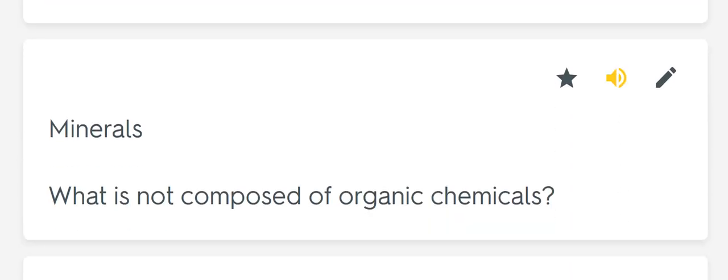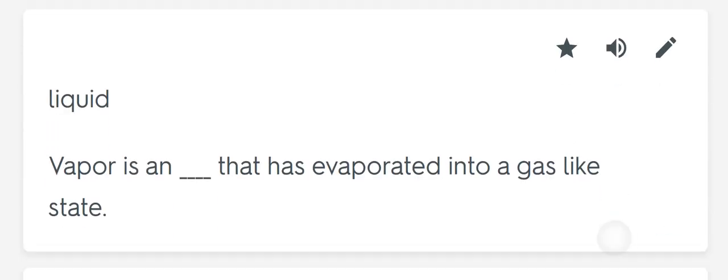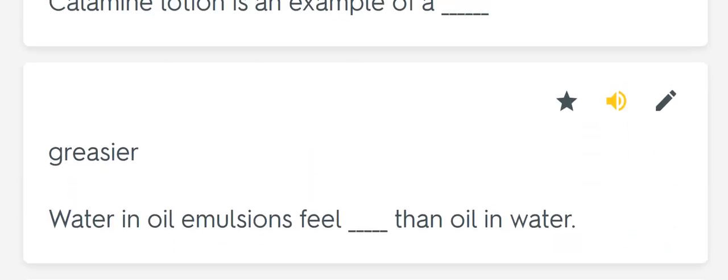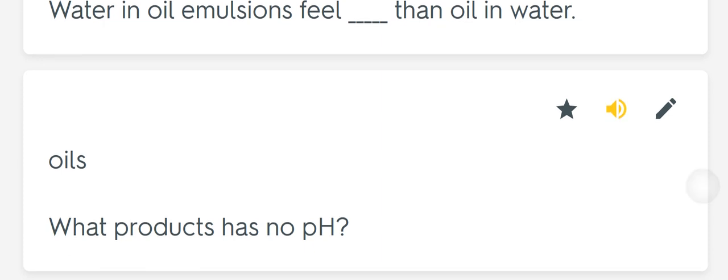Minerals. What is not composed of organic chemicals? Liquid. Vapor is in blank that is evaporated into a gas-like state. Suspension. Calamine lotion is an example of a blank. Greasier. Water in oil emulsions feel blank than oil in water. Oils. What products has no pH?